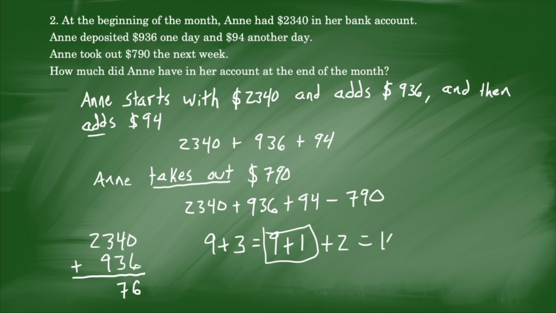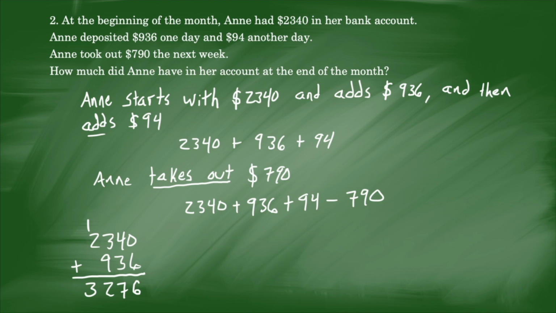So we'd get 10 plus 2, 12. So carry the 1. 1 plus 2, 3. Okay, take that 3,276. Add 94.